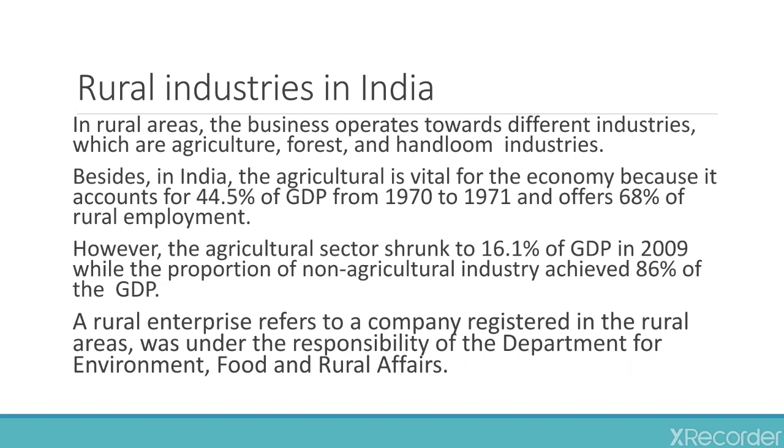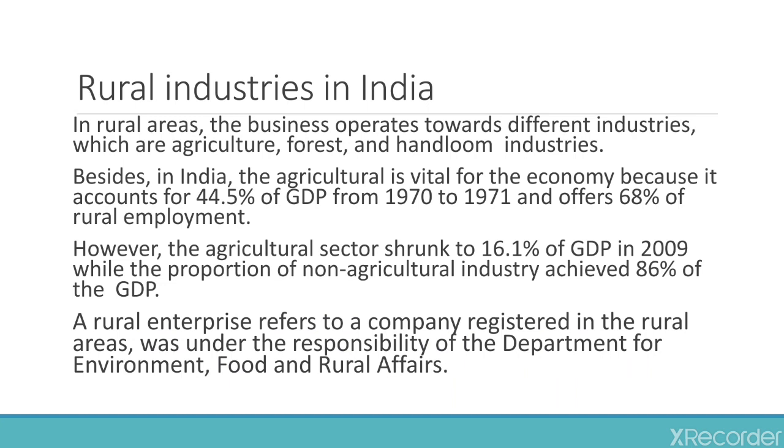Besides, in India, agriculture is vital for the economy because it accounted for 44.5% of the GDP from 1970 to 71 and offers 68% of rural employment. However, the agriculture sector shrunk to 16.1% of GDP in 2009, while the proportion of the non agricultural industry achieved 86% of the GDP. Rural enterprises refers to a company registered in rural areas under the responsibility of the Department for Environmental, Food and Rural Affairs.